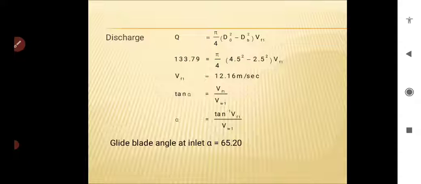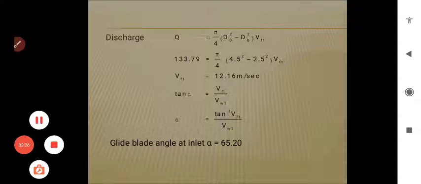From the inlet triangle, tan alpha is equal to Vf1 by Vw1. So alpha is equal to tan inverse Vf1 by Vw1. So guide blade angle at inlet alpha is equal to 65.20. Okay, this is the solution of the given problem.